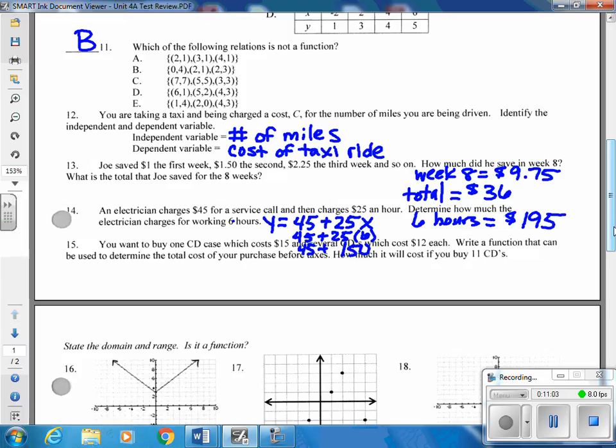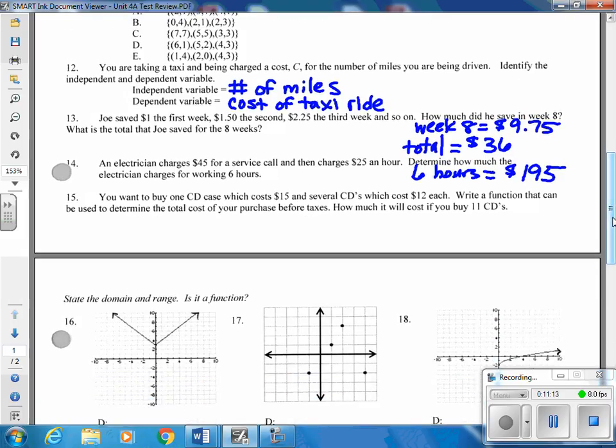All right, number 15, similar problem, similar setup, right? Just a different scenario. All right, so you want to buy one CD case that costs $15 and several CDs that are $12 each. We're going to write a function and determine the total cost of your purchase, which includes the total purchase before taxes. How much will it cost if you buy 11 CDs?